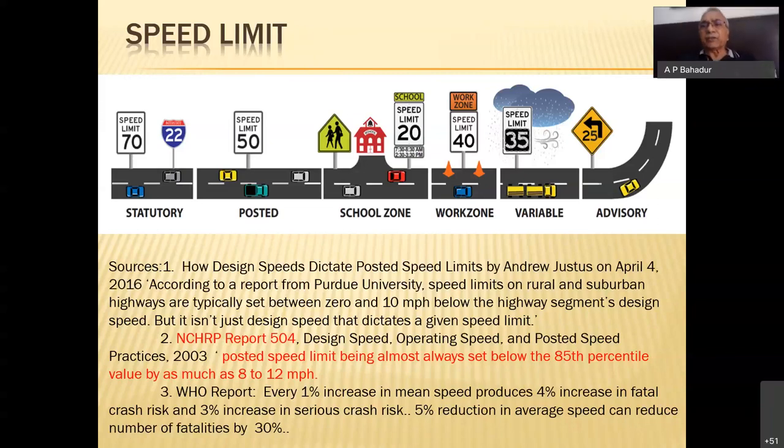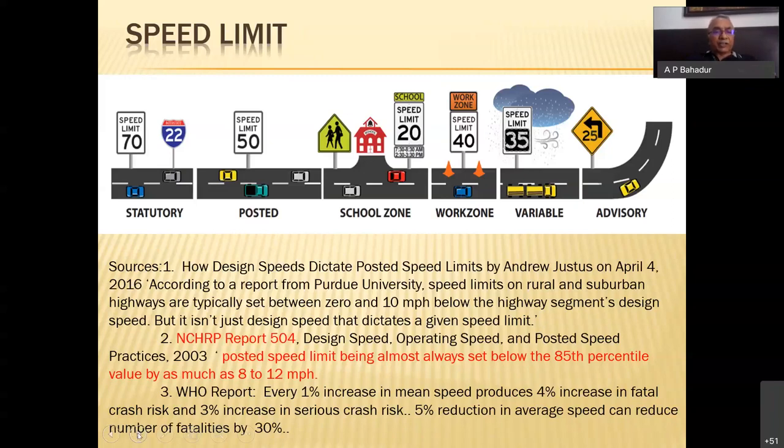Normally, the road facility is designed for the 95 to 98 percentile of the spot speed that you measure for a particular road. But when you are deciding upon the allowable speed or maximum speed, it is the 85th percentile. Broadly speaking, the allowable speed or speed limit should always be 8 to 12 miles per hour less than the design speed, which has been found by experiments and research done in the USA. So that is again one thing to be kept in mind.